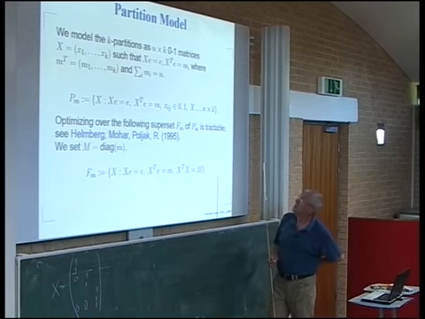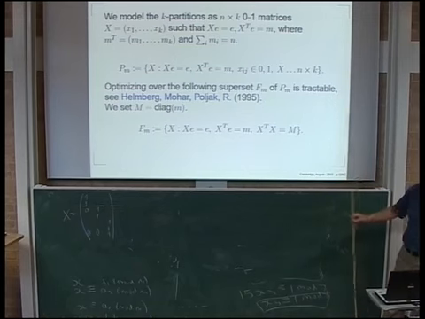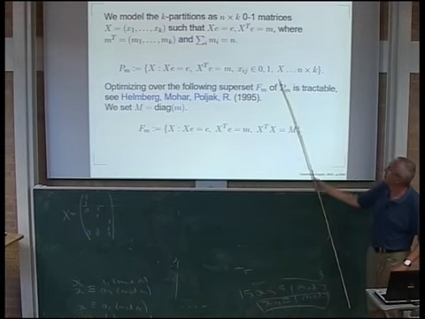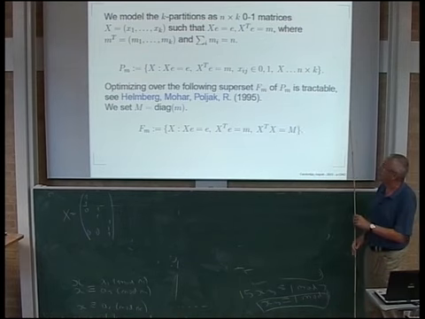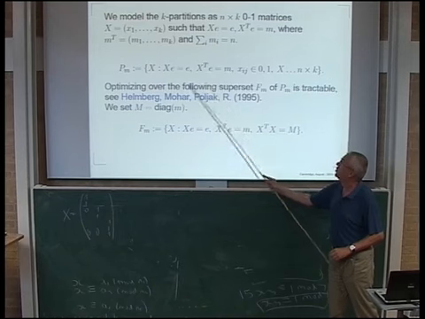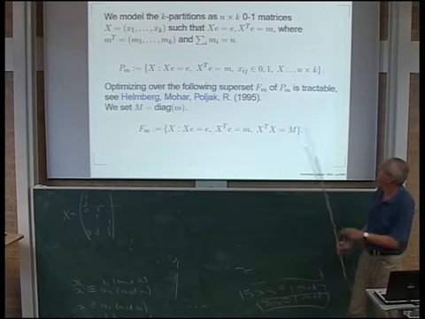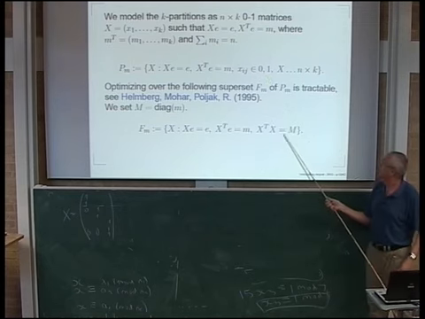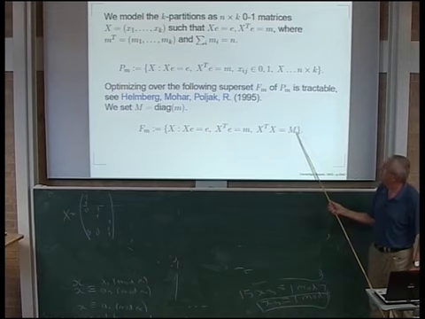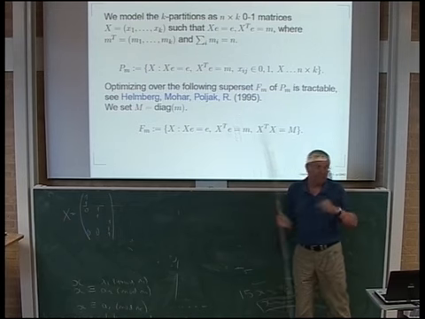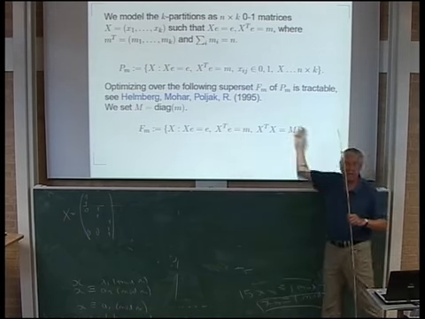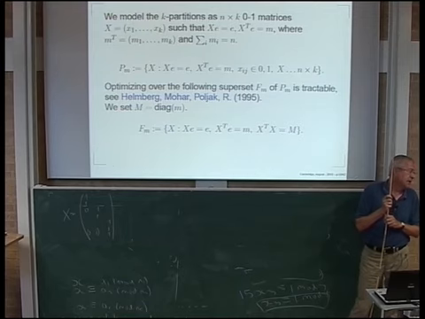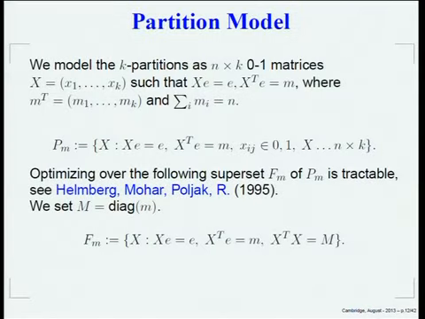Now, the 0, 1 condition is not really something that we can work with, so I'd like to have a different description. It turns out that if you maintain the linear equations, row sums equal 1, column sums equal m, and if you throw away X is 0, 1 and replace it by X transpose X is the diagonal matrix M, which has the m i's on the main diagonal, and if you ask that X is non-negative, this would be an exact description of this set. So I leave out non-negativity of X, so I get a relaxation, and now this set is something I can work with.